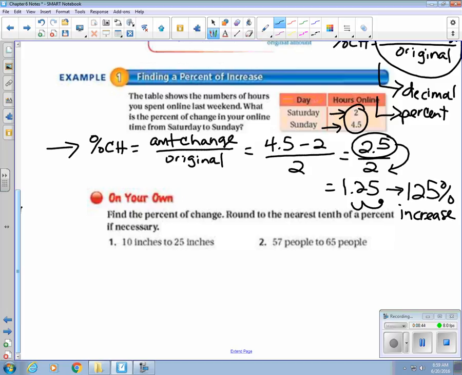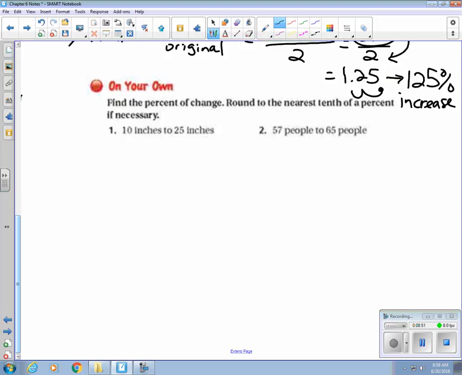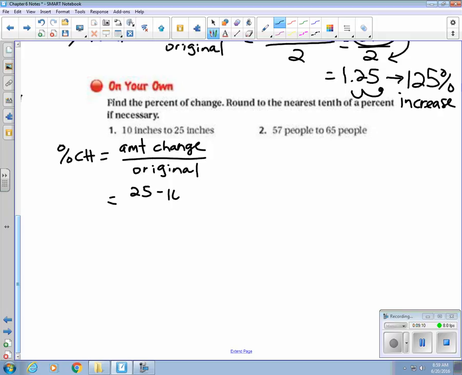Find the percent of change, round to the nearest 1/10 of a percent if necessary. So in number 1, let me extend the page here. In number 1, we went from 10 inches to 25 inches. So the percent change is equal to the amount of change divided by the original, and we're going to change it into a percent. Well, the amount of change, we're going from 10 to 25, so the difference between those two is a subtraction problem, 25 minus 10, divided by the original, and the original was 10, so we'll put that in the bottom.